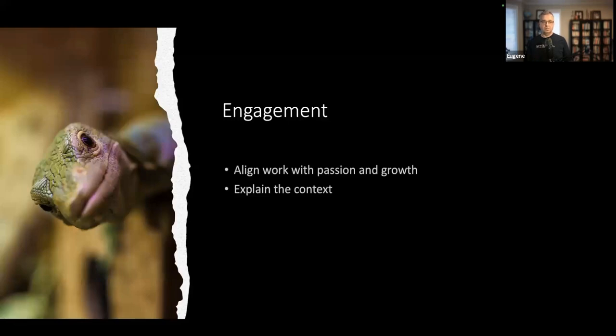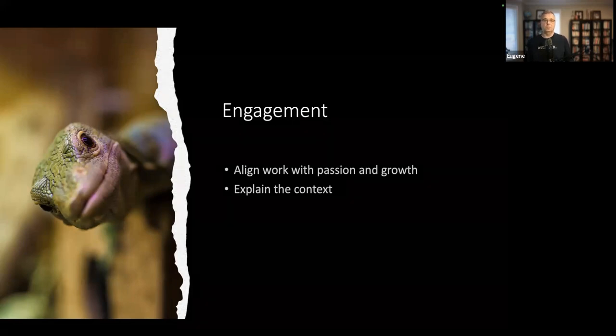The next thing is around engagement. Obviously, if you're constantly doing busy work, or your team members are constantly doing things that are not interesting, they're going to get disengaged. They're going to stop putting in 100%.